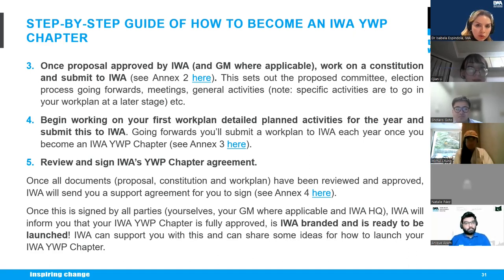And we finish the constitution and we go to the work plan. The work plan should include all the planned activities that you have for your chapter, and then you have to submit it to us. Once we have all three documents, work plan, constitution, and proposal, ready, I'm going to create an agreement and send it to the chapter members to sign, as well as the GM. So this process usually takes 4 to 6 months.